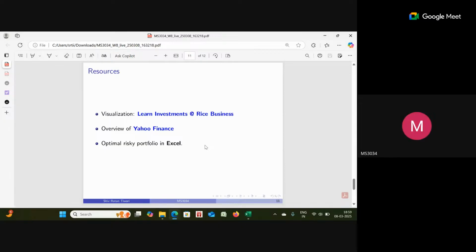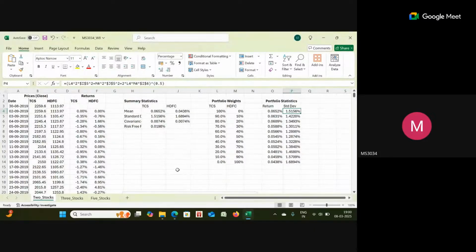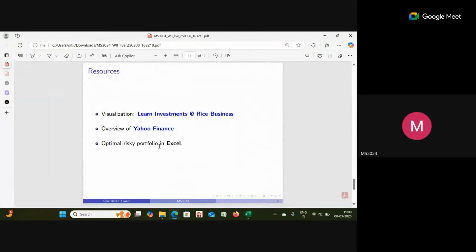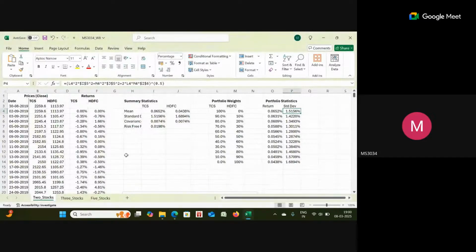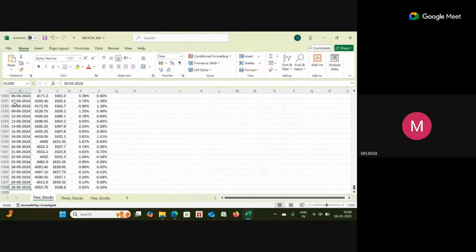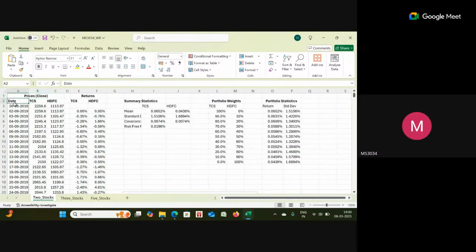I have not covered this optimal risky portfolio topic, which we cover in Excel, but I will give you an overview and share this Excel file with you. In this file, I got the prices for different assets from Yahoo Finance for 5 years, from 30th August 2019 to 30th August 2024, for TCS and HDFC Bank.